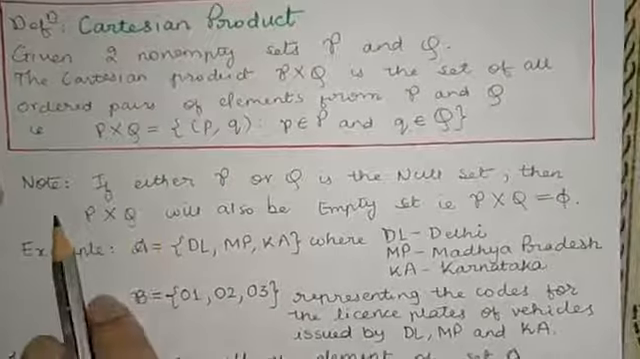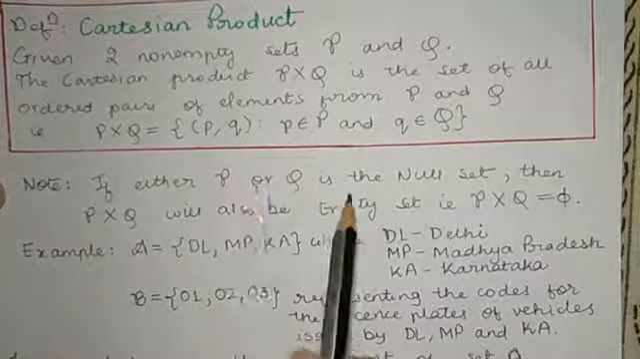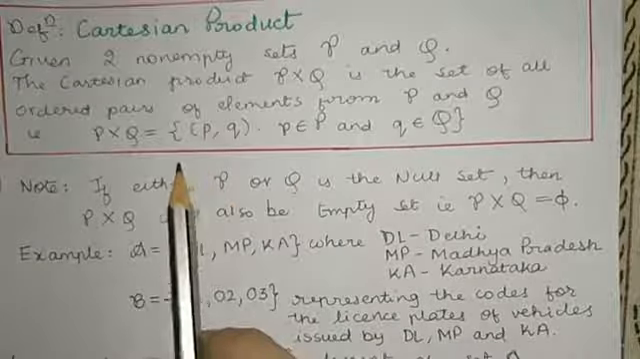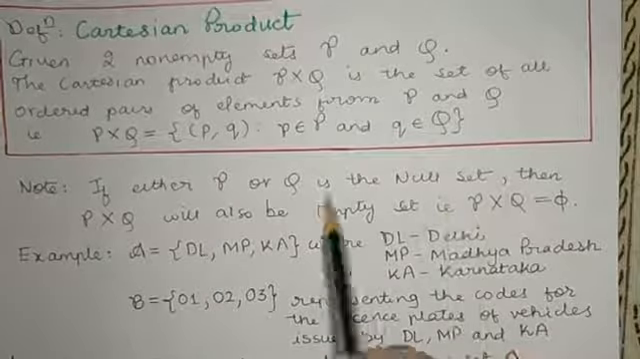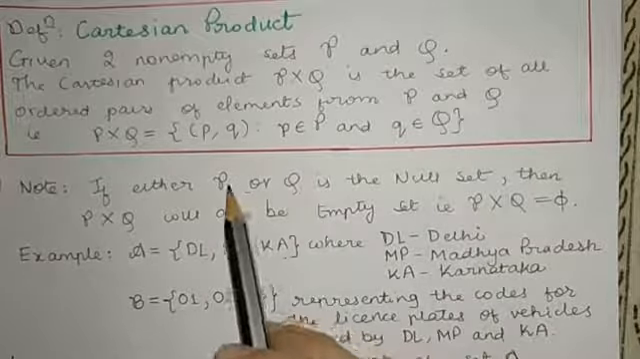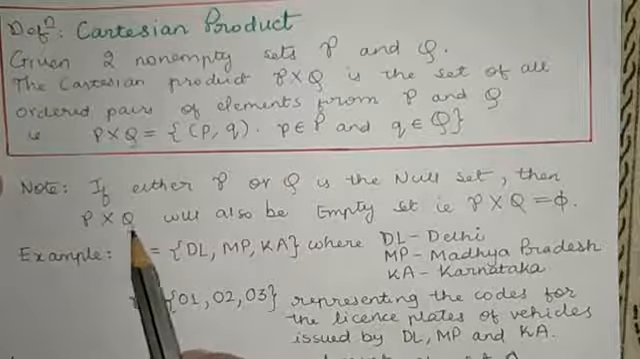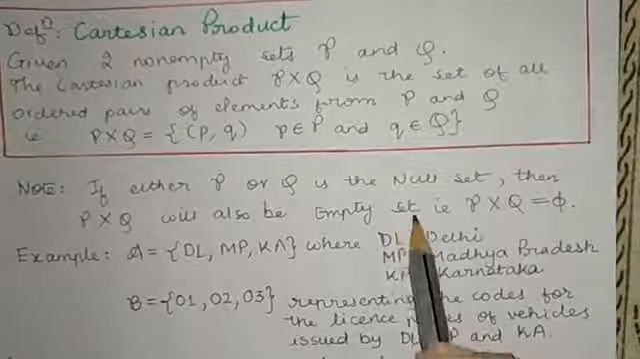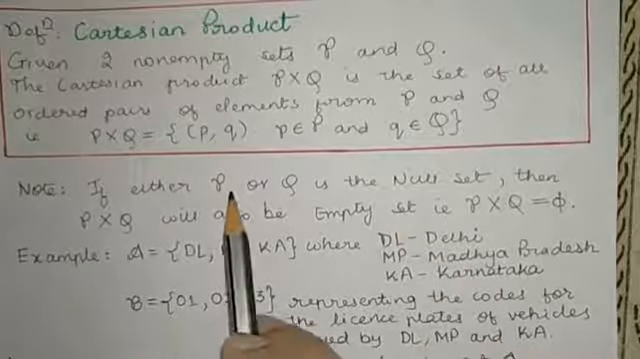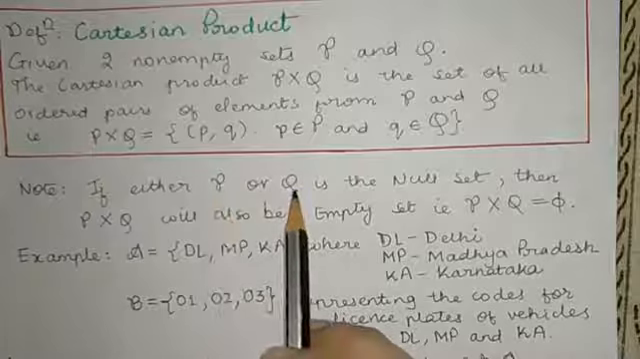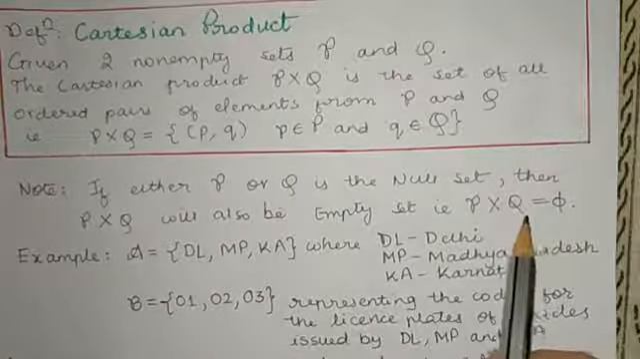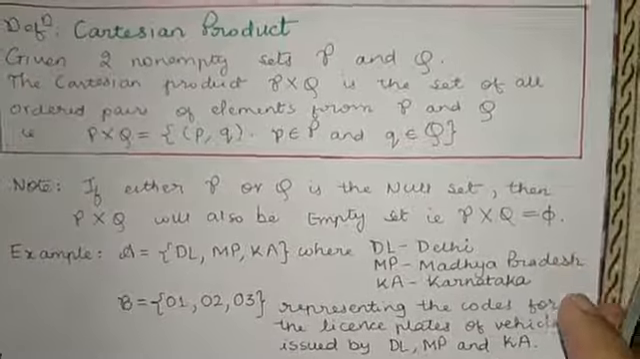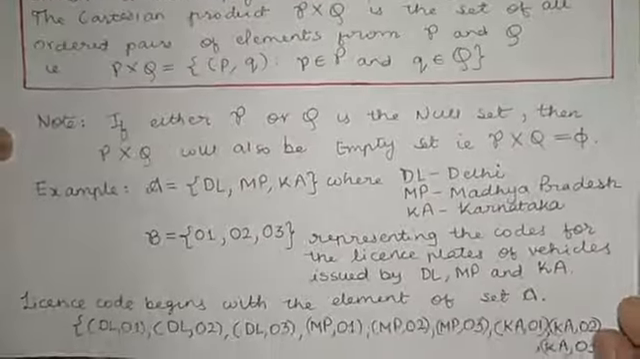Now note this: if either P or Q is the null set, that is the empty set, then the Cartesian product P cross Q will also be the empty set. This is an important note. So if you have one set as an empty set and you take the Cartesian product, you will get an empty set.